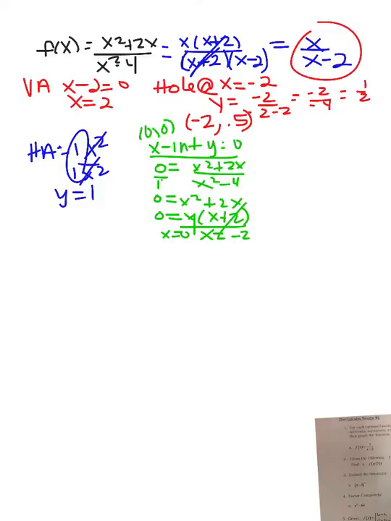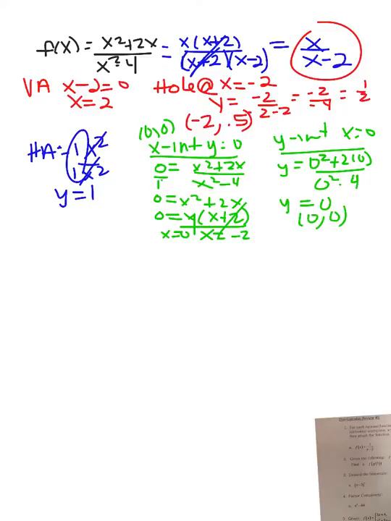All right, so now I need my y-intercept. That's when x is equal to 0. So I get y is equal to 0 squared plus 2 times 0 over 0 squared minus 4. So that's just y is equal to 0. So 0, 0 is my y-intercept. Okay, so let's start graphing.